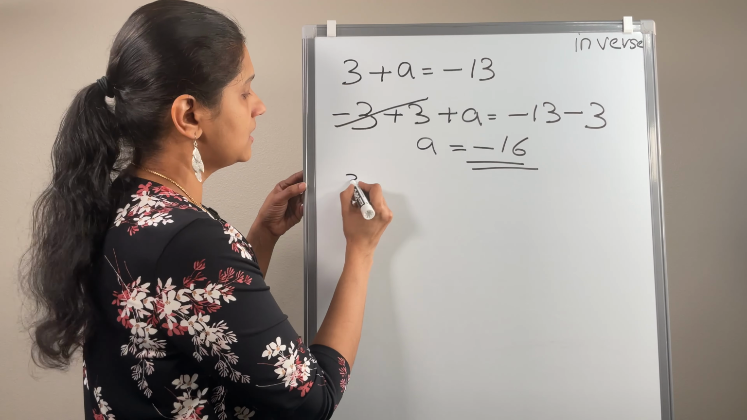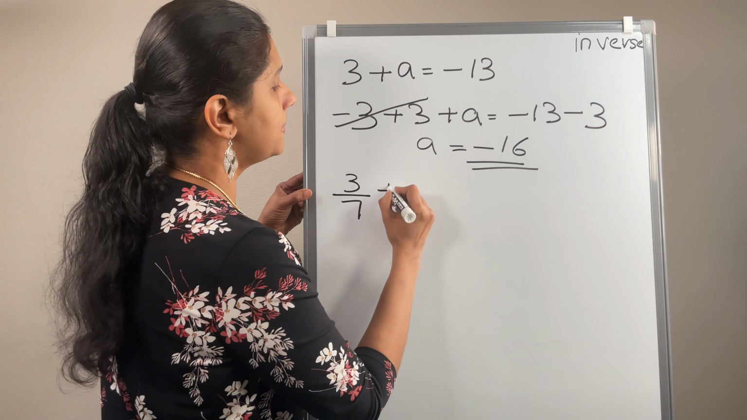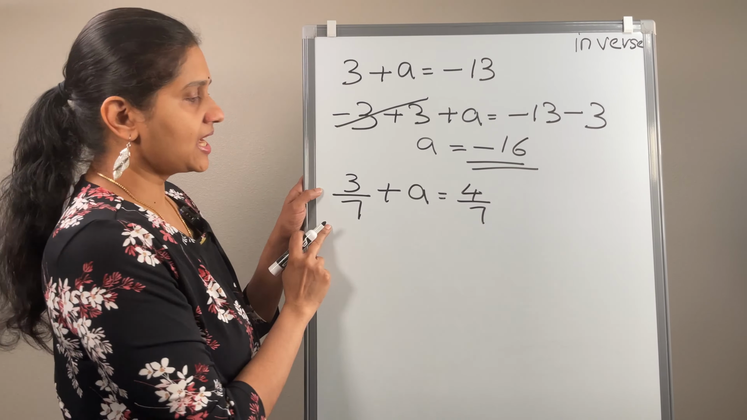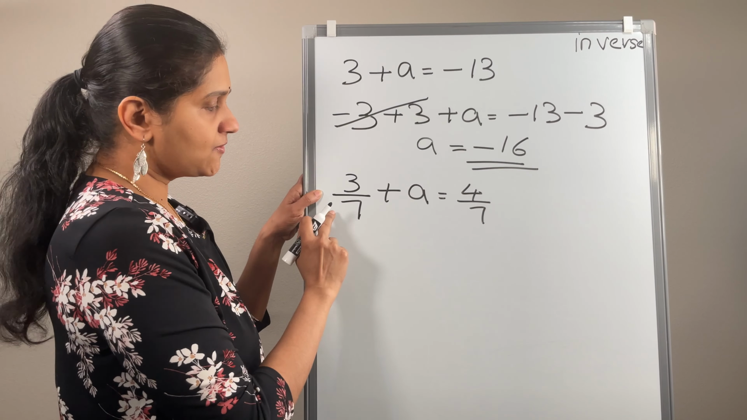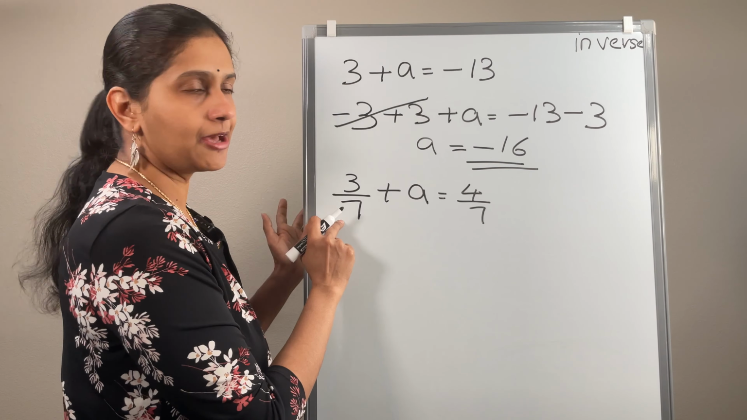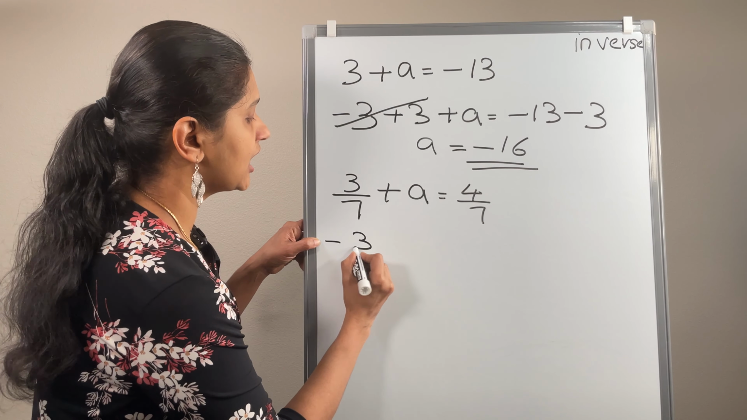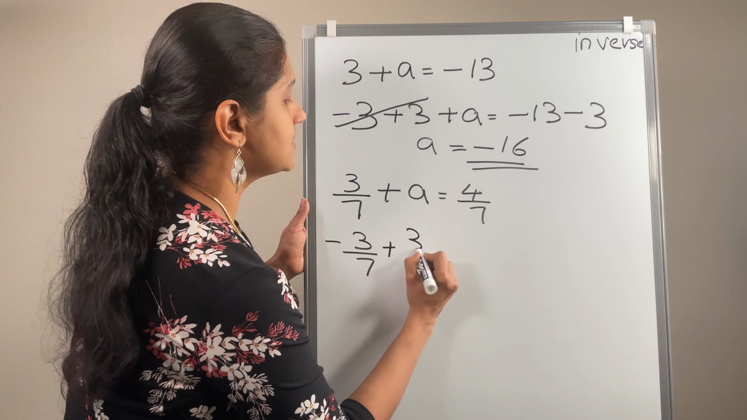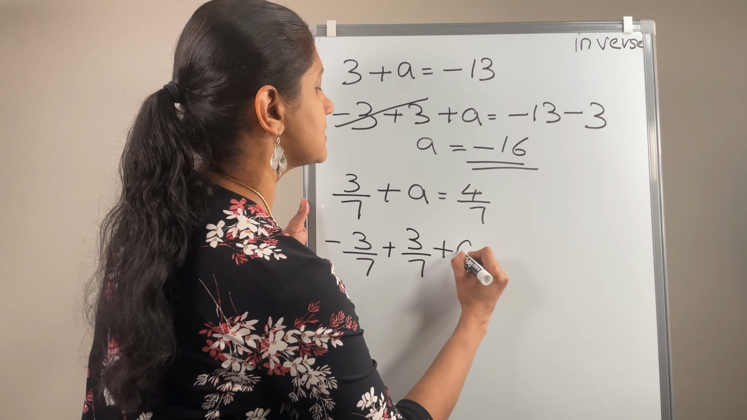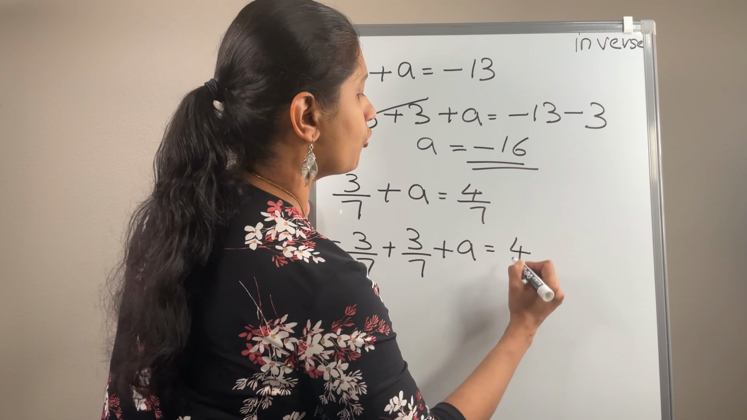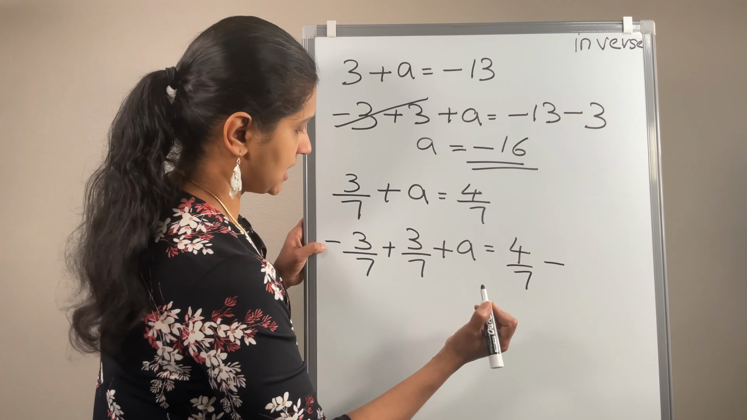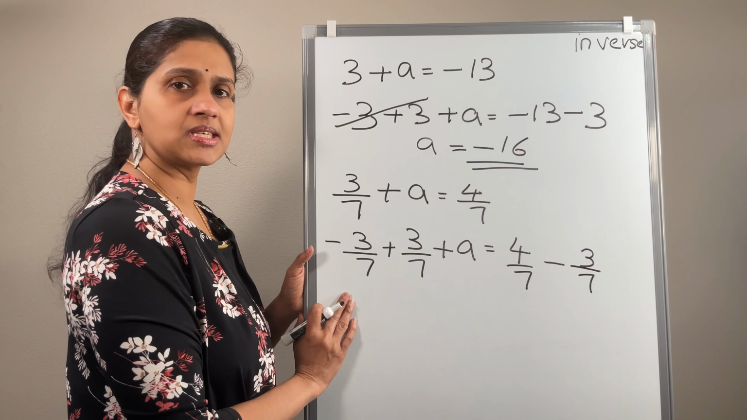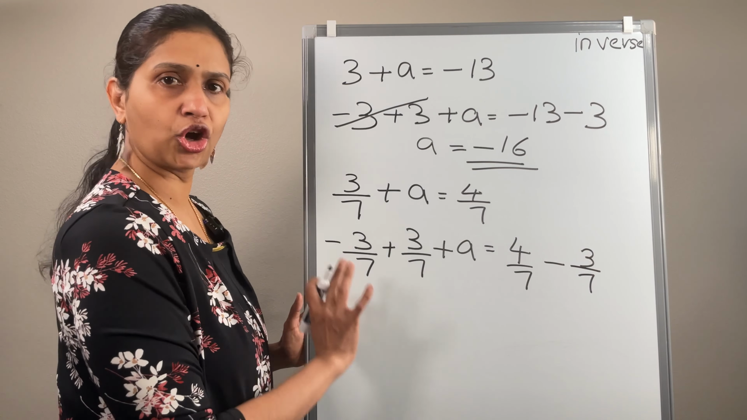Consider the example 3 by 7 plus A, that is equal to 4 by 7. In this case, you have to do the inverse operation for the left side. So, it is going to be negative 3 by 7, which is the inverse of positive 3 by 7, plus 3 by 7 plus A, that is equal to 4 by 7 minus 3 by 7. Why are you doing negative 3 by 7 on both sides? To balance the equation.